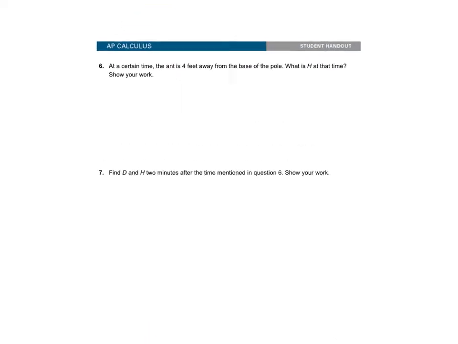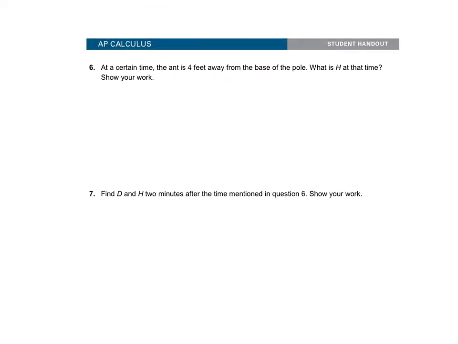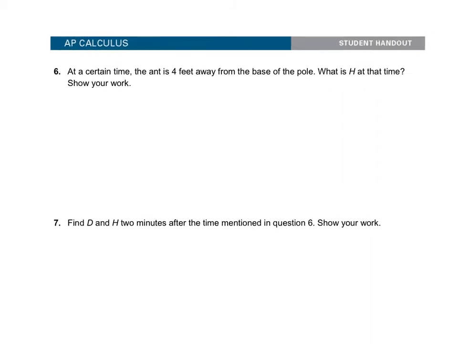Okay, they say at a certain time, and in any of these related rate problems, they always happen at a specific moment in time. So at a certain time, the ant is 4 feet away from the base of the pole. Okay, let me redraw this.